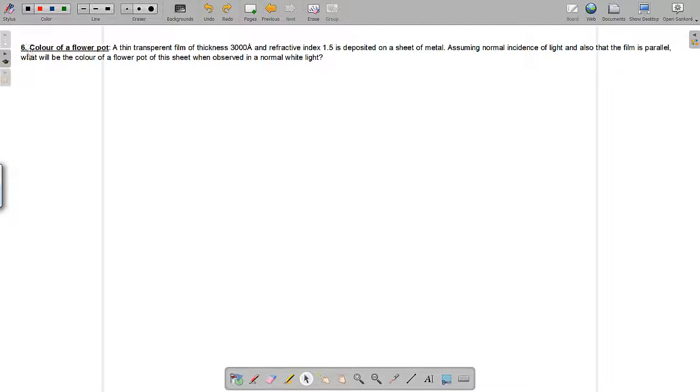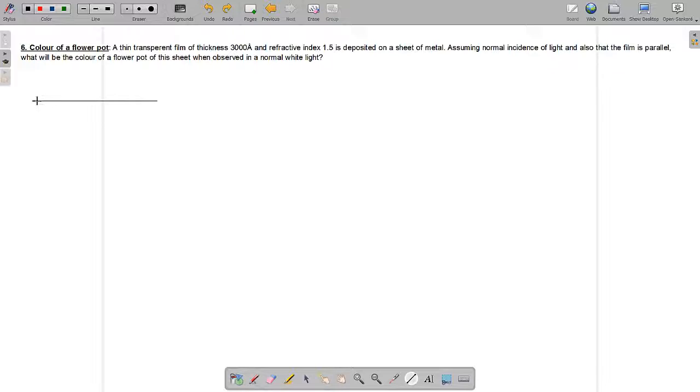In this question, we are going to analyze the color of a flower pot, which is made up of a metal sheet, and on which a thin transparent film of thickness 3000 angstroms and refractive index 1.5 is deposited. We have to assume that there is a normal incidence of light, and also that the film is parallel. So we are asked what is the color of the flower pot sheet when it is observed in normal white light.